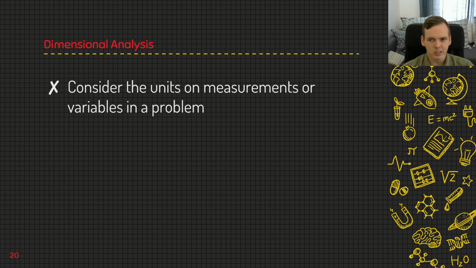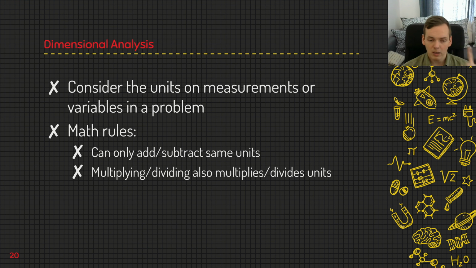And so there are a couple of math rules. One, if we have two measurements, we can only add or subtract them if they have the same units. In other words, I can't add inches to feet without changing inches to feet or changing feet to inches. I can't add seconds and meters because they're not the same units. I'd have to convert one or both of them to the same units.